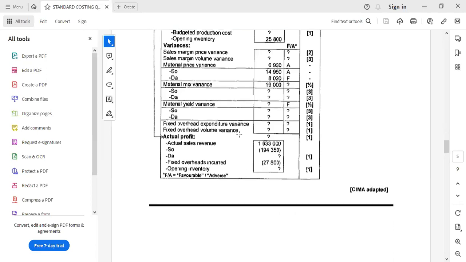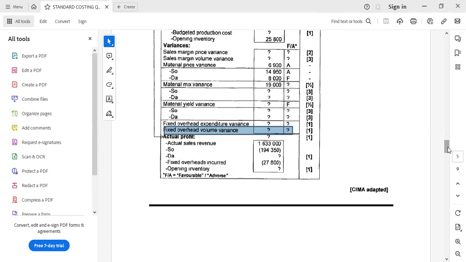Then the fixed overhead volume variance. This arises because the volume of activity that you were expecting to use was different to the actual that you used, right? But now to find that activity, you have to first find out how they are absorbing overheads. If they are absorbing according to units, we should use the units. If they are absorbing according to labor hours, we should use the labor hours. If they are absorbing according to machine hours, we should use the machine hours. So you have to first find out what is the cost driver in that particular company.